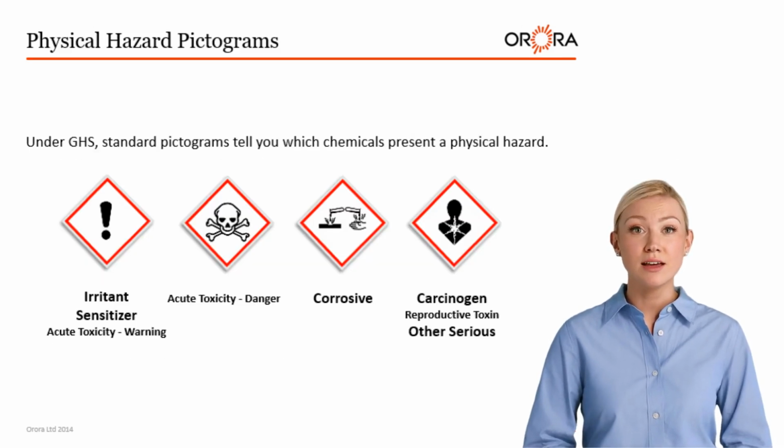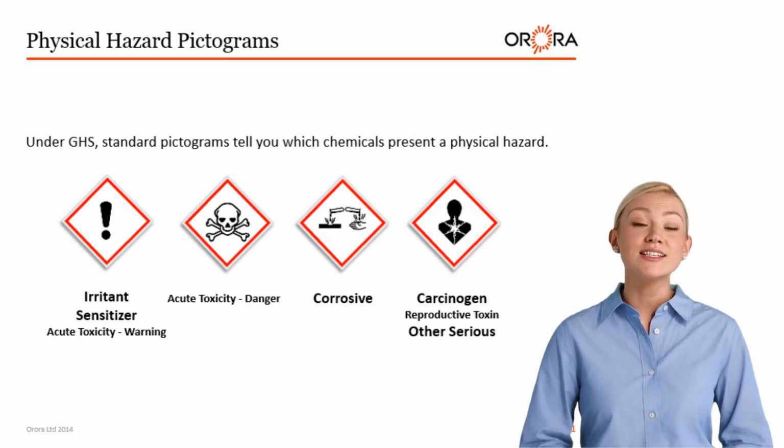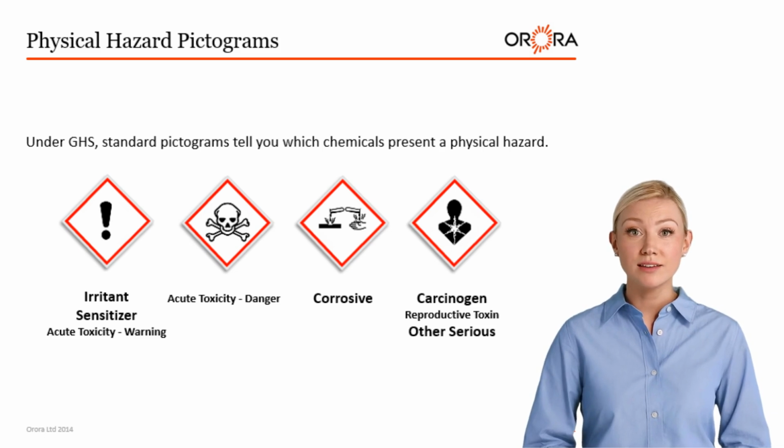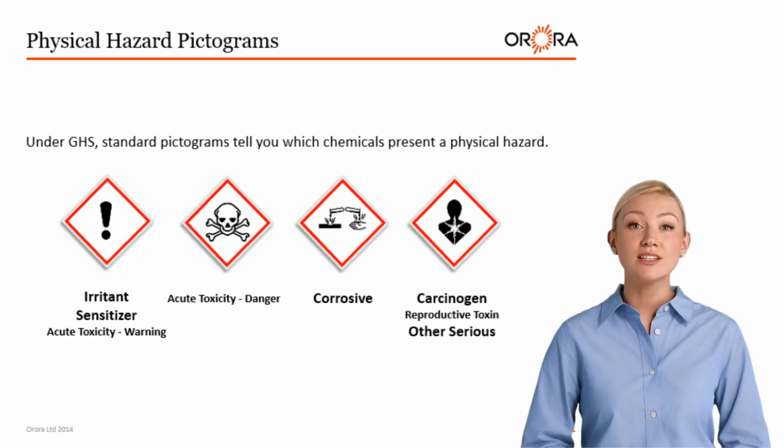Physical hazard pictograms. Under GHS, standard pictograms tell you which chemicals present a physical hazard. Some examples listed are: irritant, sensitizer, acute toxicity, warning; acute toxicity, danger; corrosive, carcinogen; reproductive toxin, other serious.